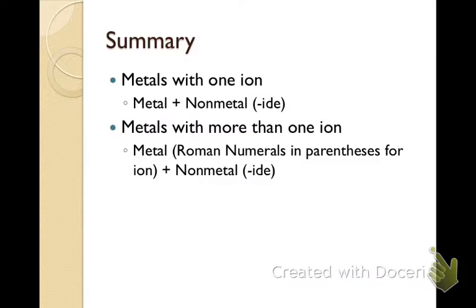To summarize, if the metal only has one possible charge or one ion, so those group 1, 2, some of the group 13, and some of the transition metals, then it's just the metal and the nonmetal. The nonmetal changes to IDE. If the metal has more than one possible ion, so a lot of those transition metals, and the bottom of groups 13, 14, and 15, then the metal has to be in Roman numerals with parentheses and use IDE. If they give you just the formula, then make sure that you do all the possible charges, list them all with whatever nonmetal you have, check them all, and reduce down if necessary.